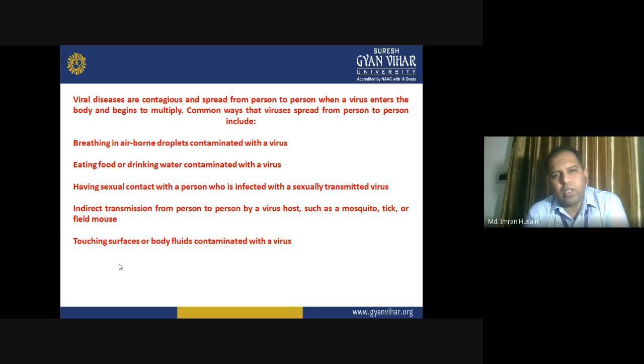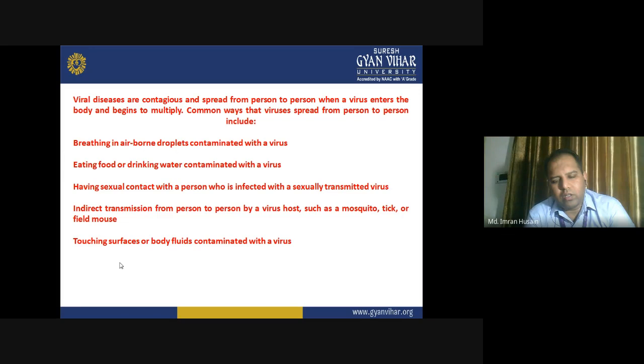Viral diseases are contagious and spread from person to person when a virus enters the body and begins to multiply. Common ways that viruses spread from person to person include these modes of transmission. So what are those modes? Breathing in airborne droplets contaminated with the virus. Eating food or drinking water contaminated with the virus. Having sexual contact with a person infected with a sexually transmitted virus. Indirect transmission from one person to another by a virus host, such as a mosquito, tick, or field mouse.